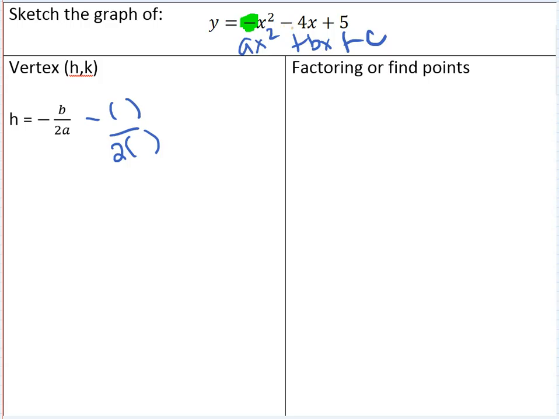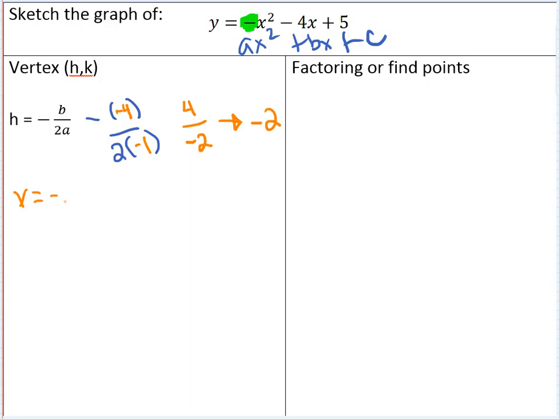b we see is negative 4. Okay, and I see a is negative 1. Negative negative is a positive 4 over 2 times negative 1 is negative 2. We have 4 divided by negative 2, which is negative 2. Then we're going to plug that in.